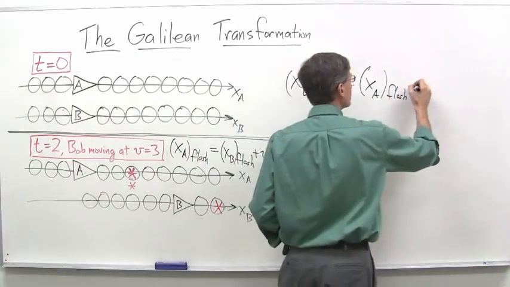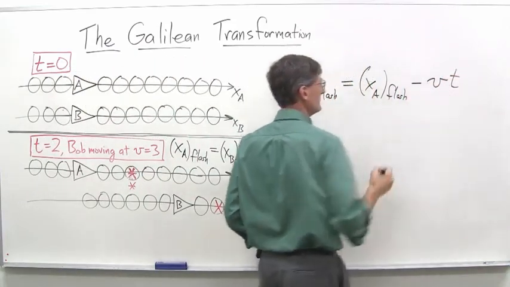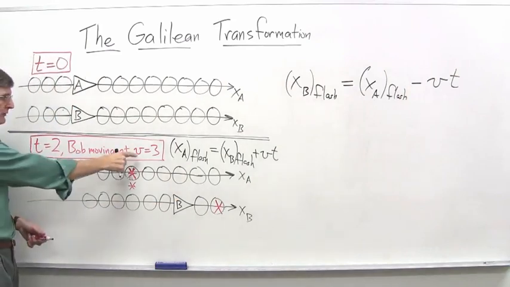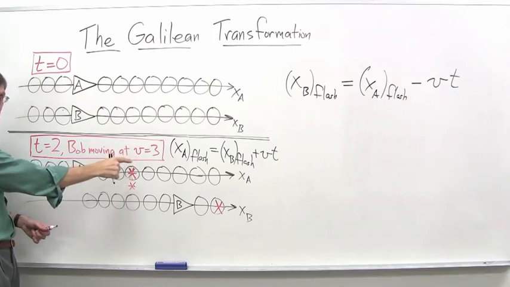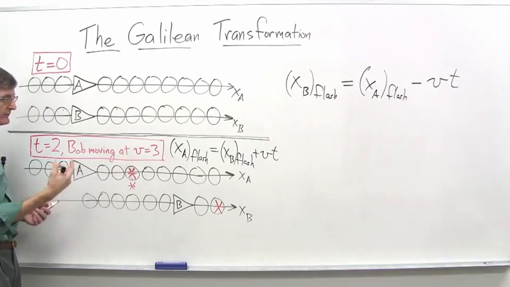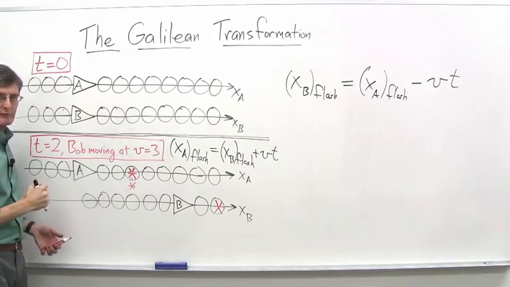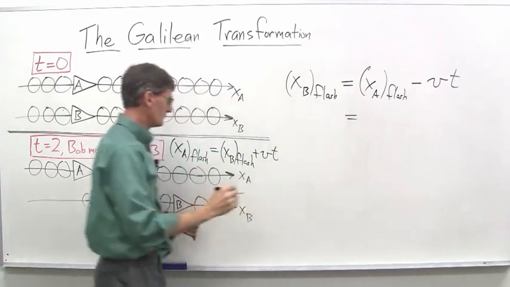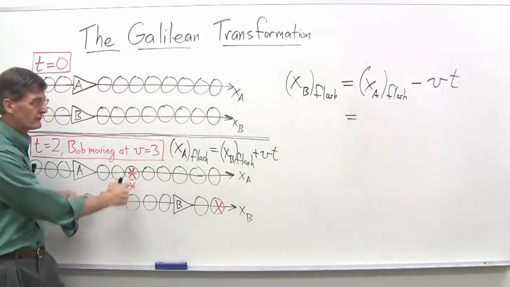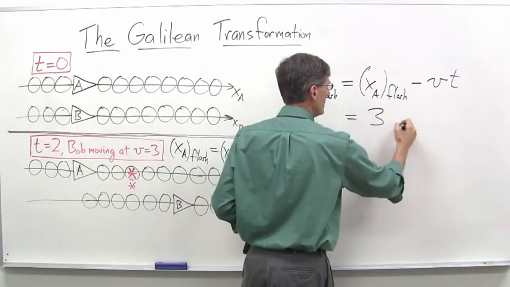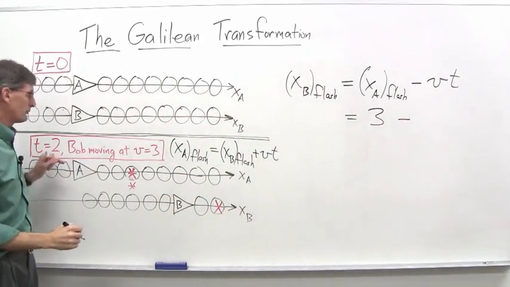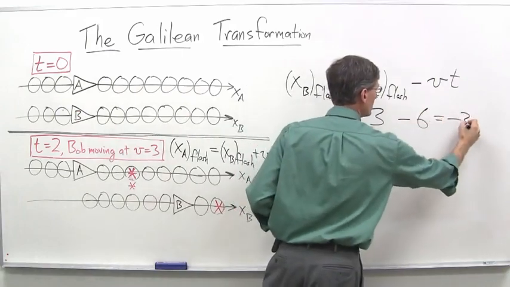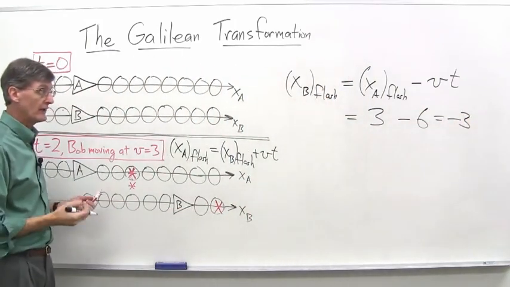What if we do minus vt? Again, this is at 2 seconds, we're imagining. The velocity of Bob is 3 here, but since it's in the other direction, it's really -3. That's why we have the minus sign there. And what does this work out to be? Well, according to what we said, it's position 3 for Alice. So this would be position 3 minus 3 times 2, which is 6. 3 minus 6, of course, we get -3. So it works in that specific case.